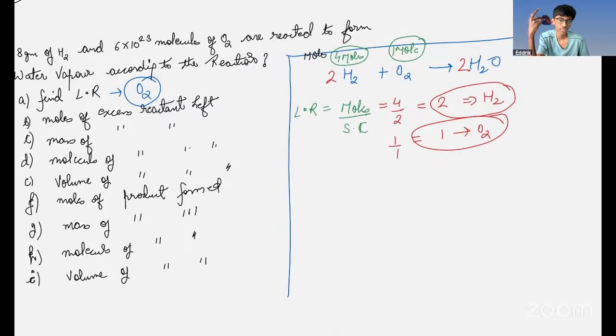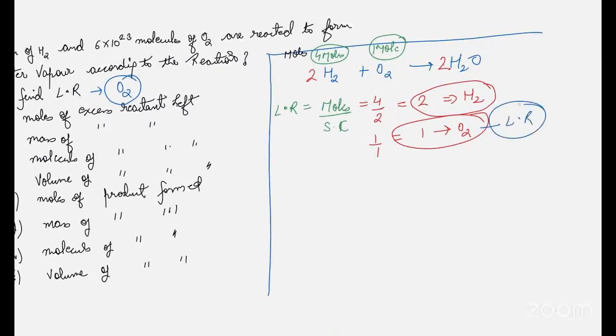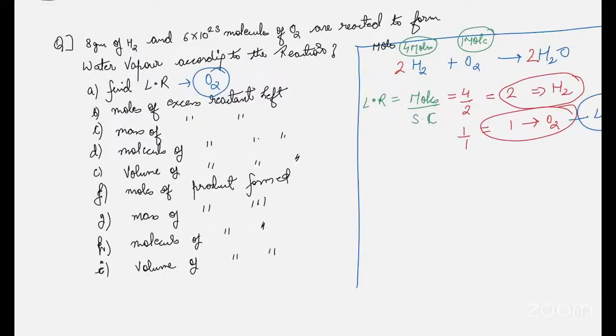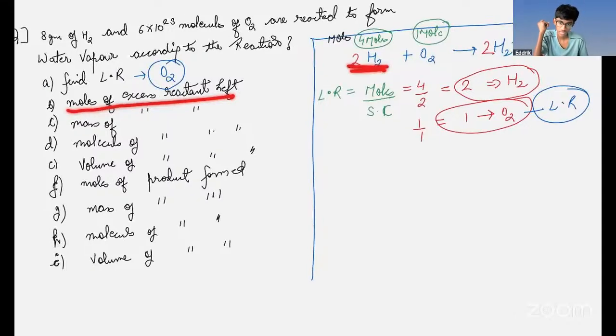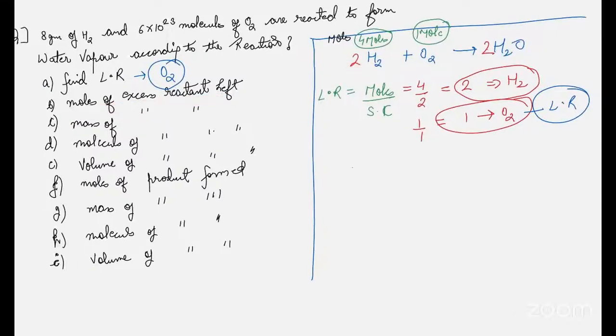Okay. So now the thing is, moles of excess reactant left. So, who is the excess one? Hydrogen, H2. So hydrogen, 1 mole is left, no? 2 moles of hydrogen is there, and one is used by the oxygen. Oxygen is limited. Now, 1 mole left. Did you understand? 2 minus 1. 1 mole.